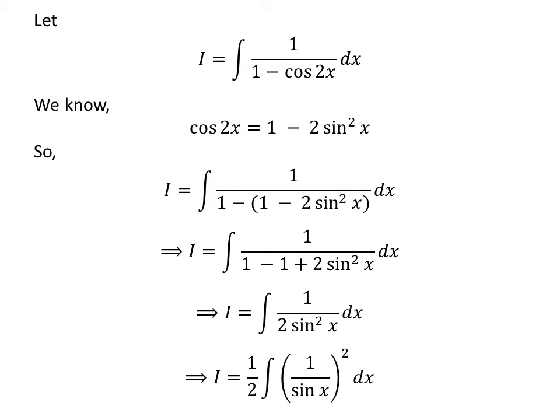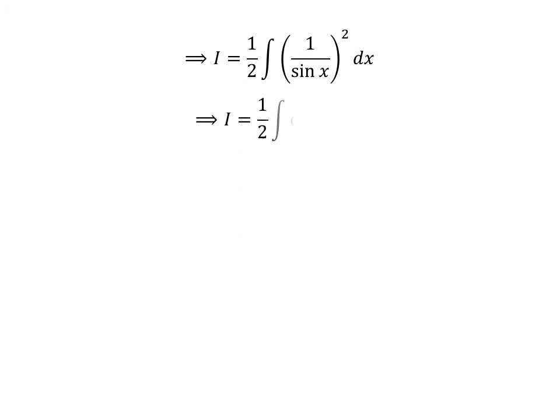As half is a constant, we can take out the constant half, and 1 upon the square of sine of x is the square of 1 upon sine of x, as 1 is the square of 1. We know 1 upon sine of x is cosecant of x, so I is equal to half of the integral of the square of cosecant of x with respect to x.